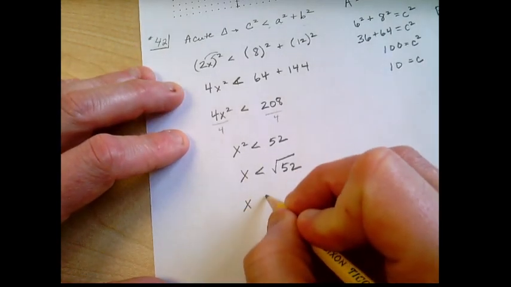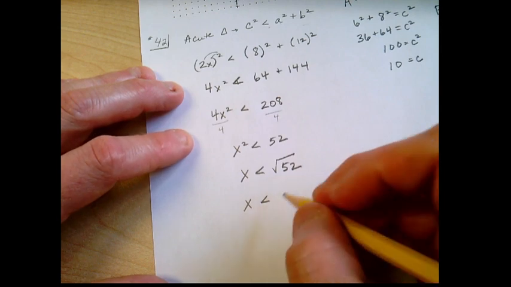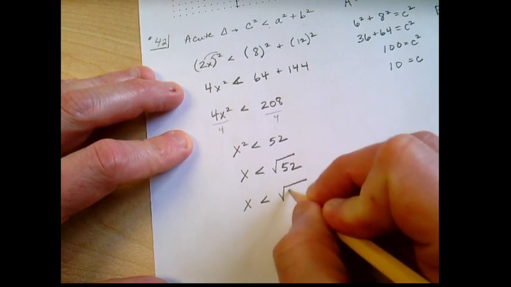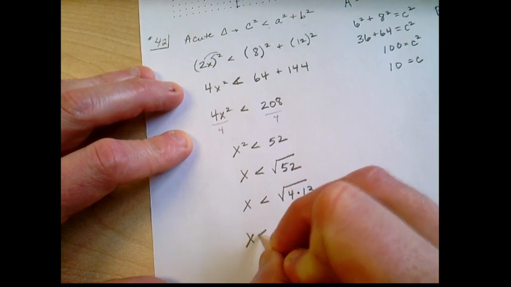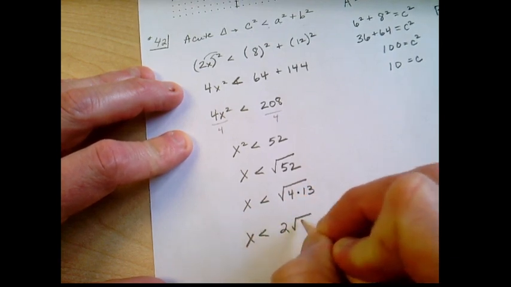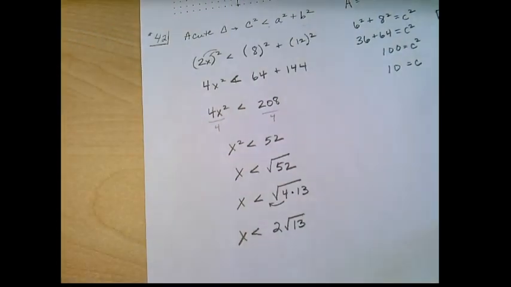And then when I square root 52, I want to make sure I simplify my radical here. 4 times 13 is 52. So therefore my value of x is going to be 2 square root 13. When I square root 4, I get 2. Okay? So any value less than 2 square root 13 is going to give me an acute triangle.